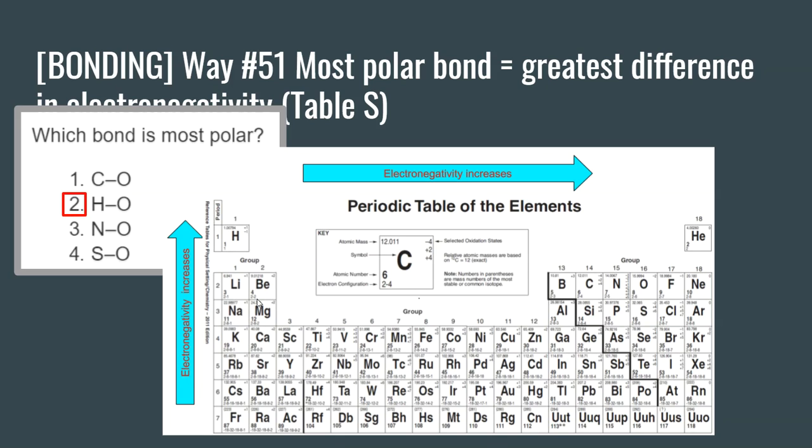Note that you could also have used table S to find out the electronegativity values of every single one of these atoms, and then just calculate the difference. The one that is most polar is going to be the one with the greatest difference. So answer choice 2 is correct.